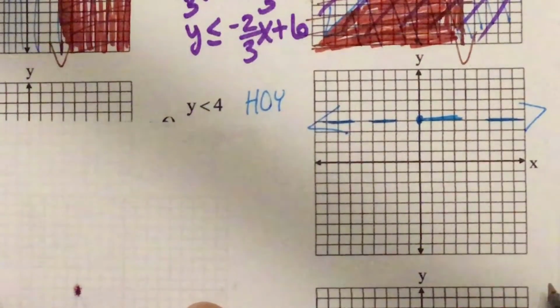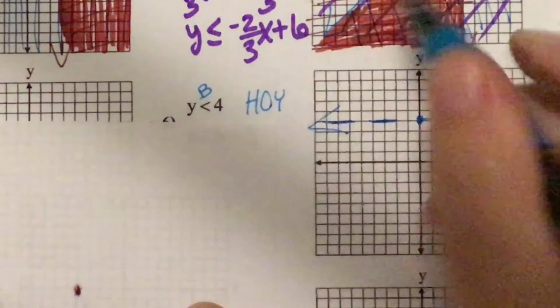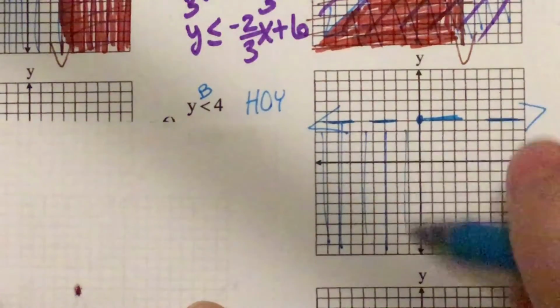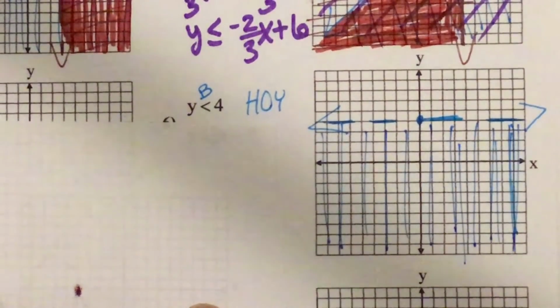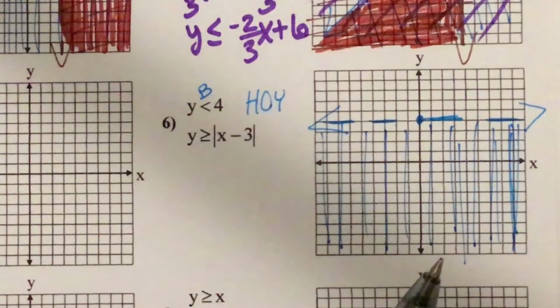Above or below? Below. Less than is below. Oh my goodness. I think almost everything's been less than on these notes. I don't know what I was doing when I made them.